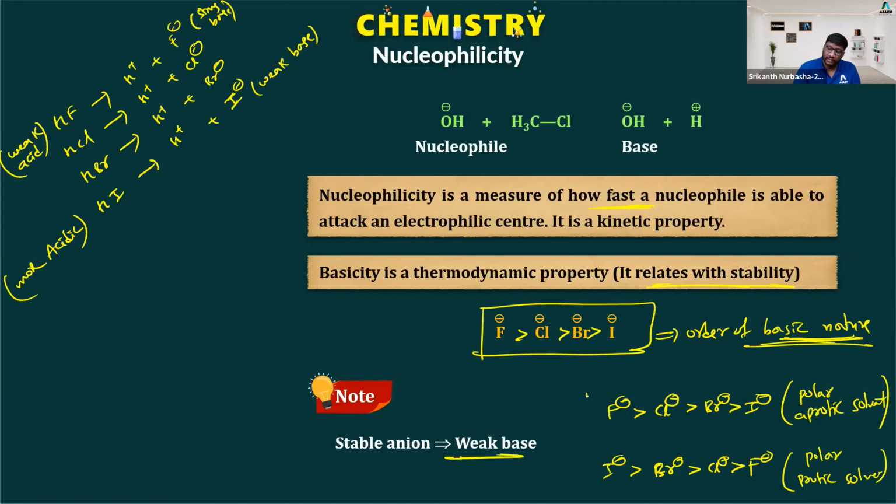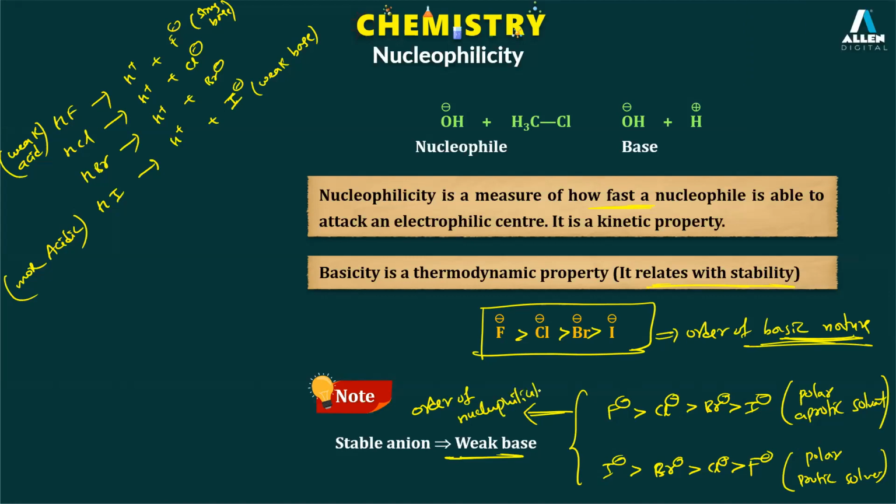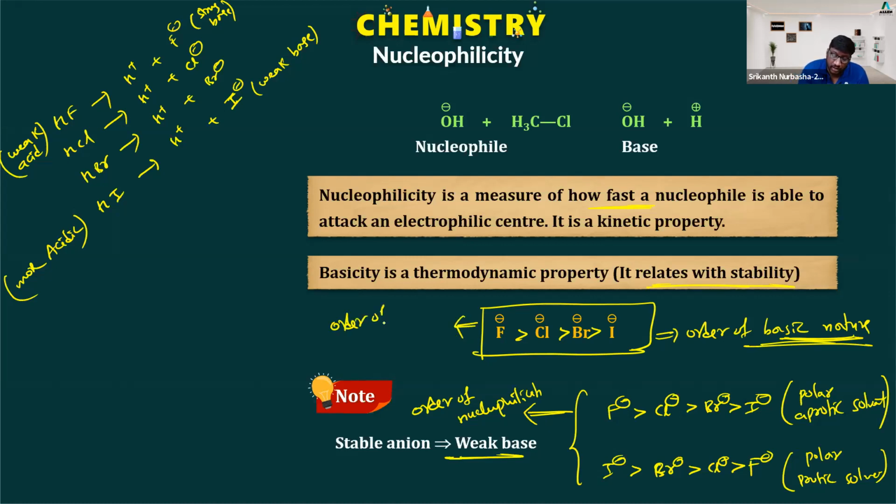What are these? This is nothing but the order of nucleophilicity. So the order of nucleophilicity in the polar aprotic solvent and the order of basicity, are they the same? Yes. Order of basicity and order of nucleophilicity in polar aprotic solvents, they are the same. In polar protic solvents, they are different.